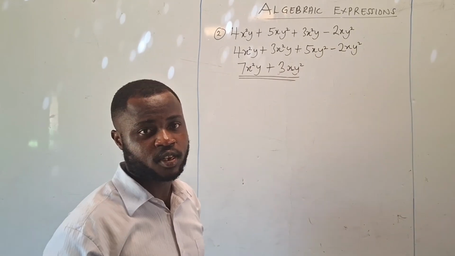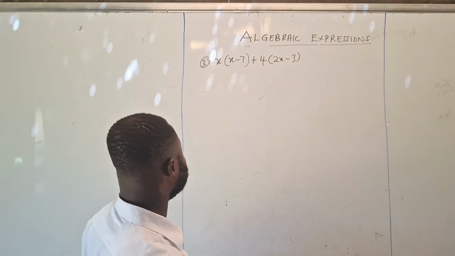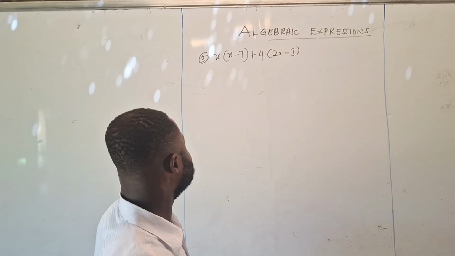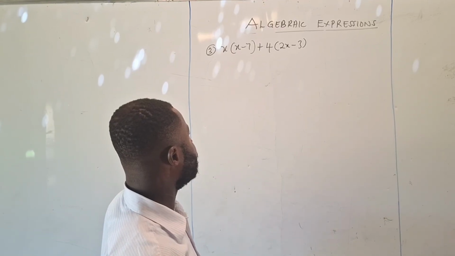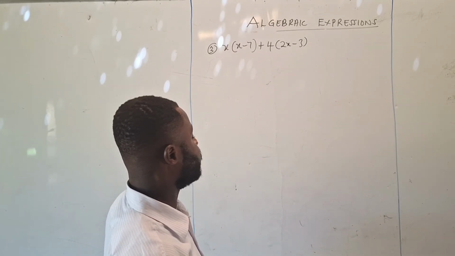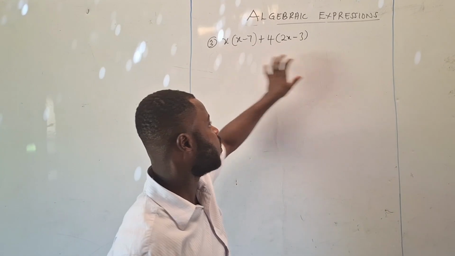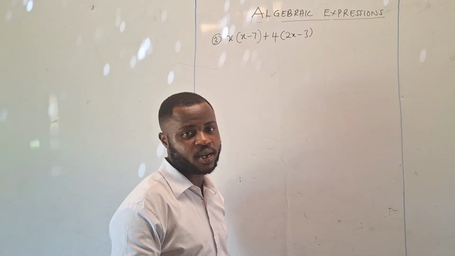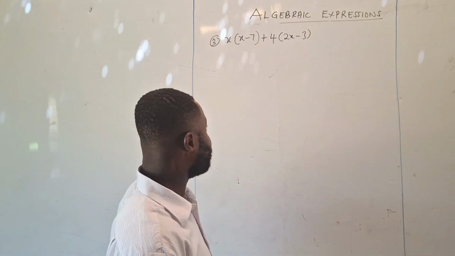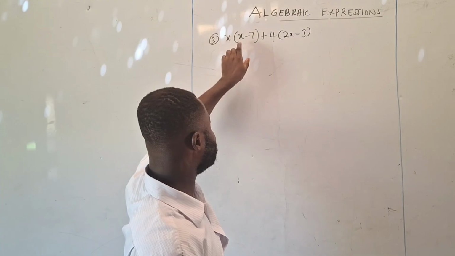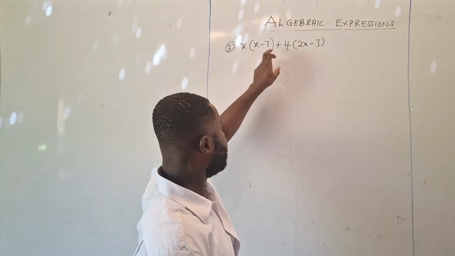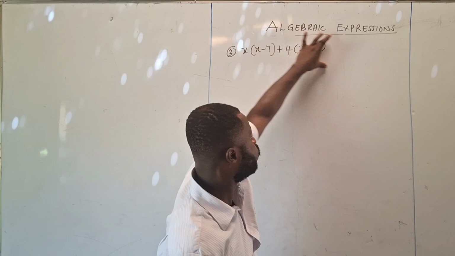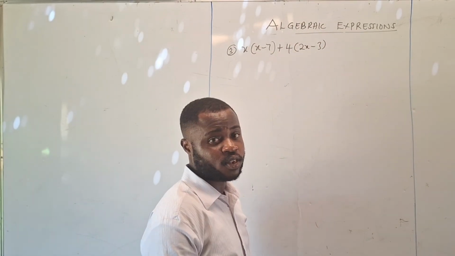Let's take the third question. So we have to simplify x bracket x minus 7 bracket close plus 4 bracket 2x minus 3 bracket close. This one, before we can simplify, we have to open the bracket. To open the bracket, you use the element outside to multiply both terms in the bracket. Then you add it to the result of opening the bracket on the other side too.